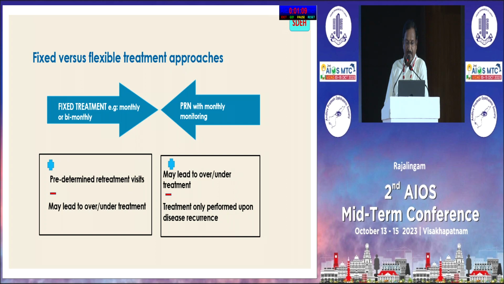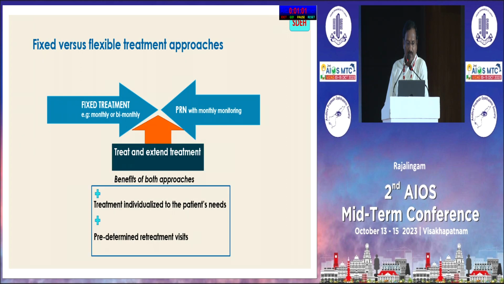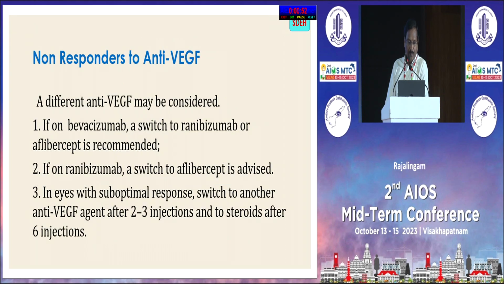In fixed treatment and PRN treatment, the treatment is performed only upon disease recurrence in the PRN one, but ultimately treat and extend is the best choice, where the patient can benefit in both ways. Then for patients who are non-responders to anti-VEGFs, if the patient is taking bevacizumab and not responding properly, then switch over to ranibizumab. Later on, if it's not responding, switch over to aflibercept.